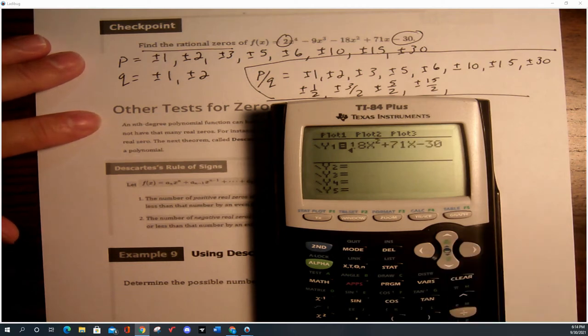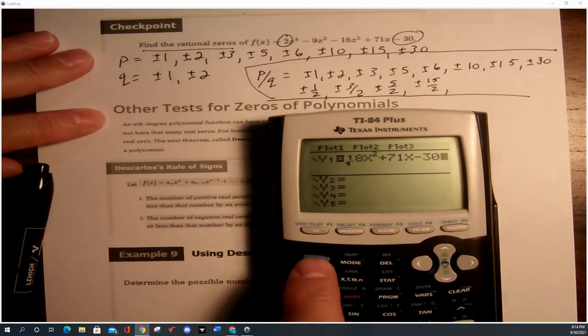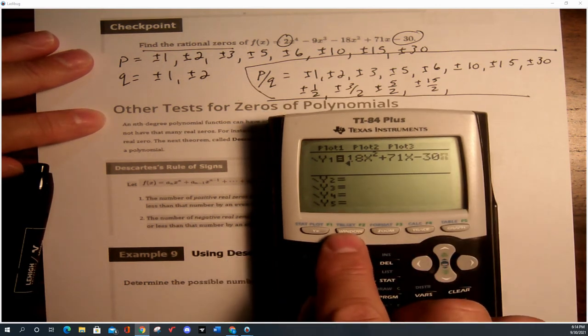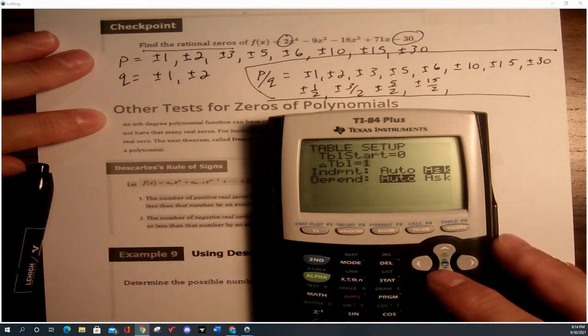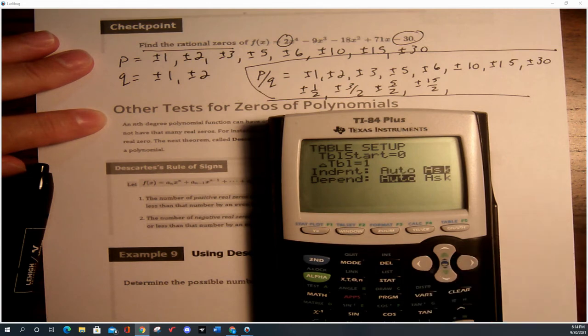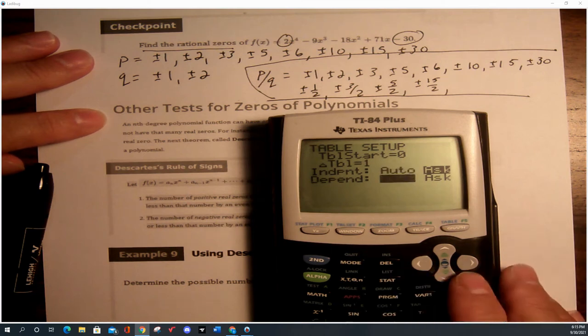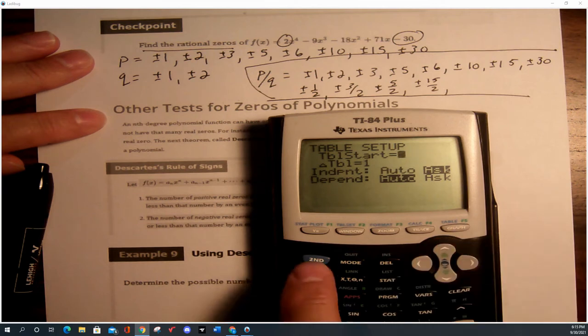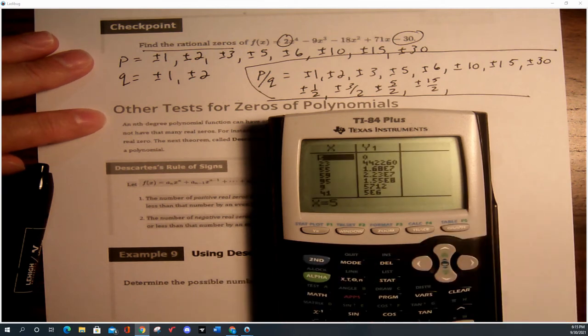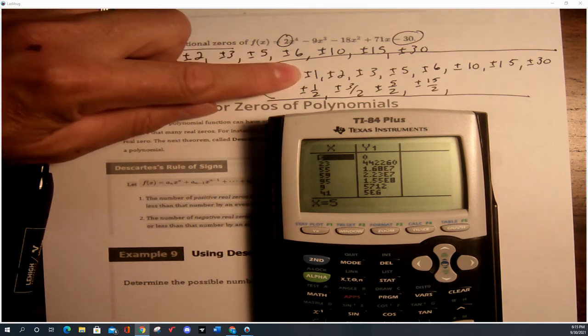Okay, now here's a trick with the calculator that I can do to help me go through this list quickly. I'm going to hit the second and the table set, the second window button. I will go down to where it says independent, and I will make sure that it says ask. I will move my cursor over to ask, hit enter on it, and make sure it's highlighted. So notice it's highlighted. Okay, so it'll look like that when you're done with it. Then go to my table, that will be second graph. And I already have a whole bunch of numbers in there, but that's okay. I'm going to type in each one of these numbers one at a time.